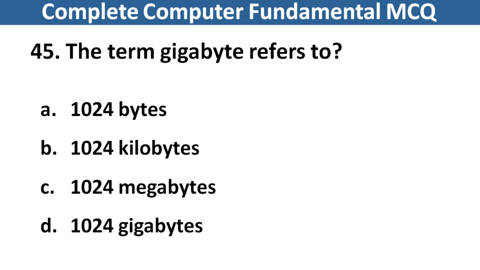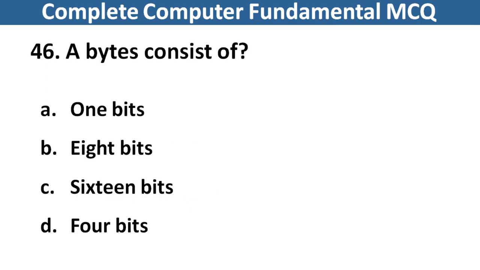Next question. The terms gigabytes refers to. Right answer is option C, 1024 megabyte. Next question. A byte consists of dash dash. Right answer is options B, 8 bits.